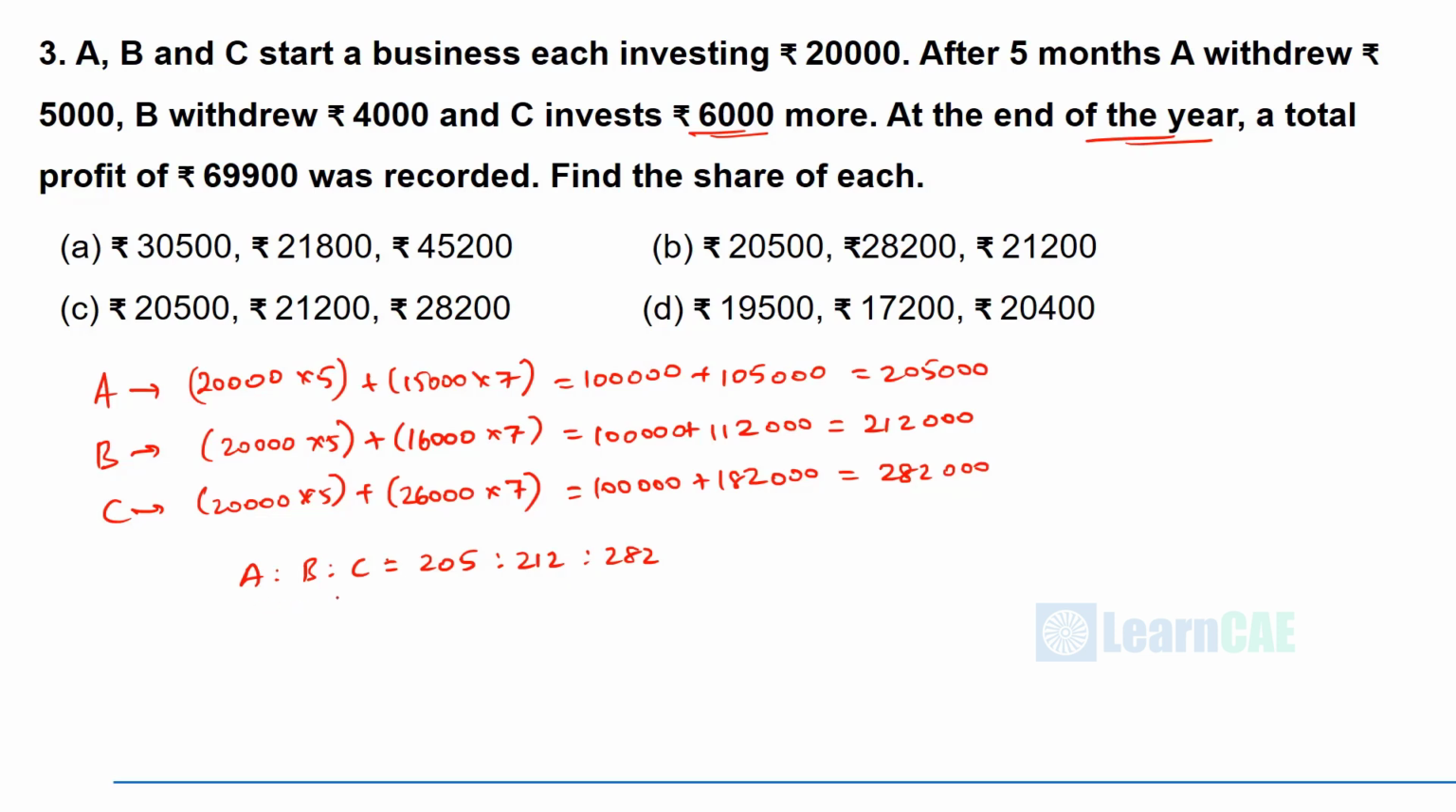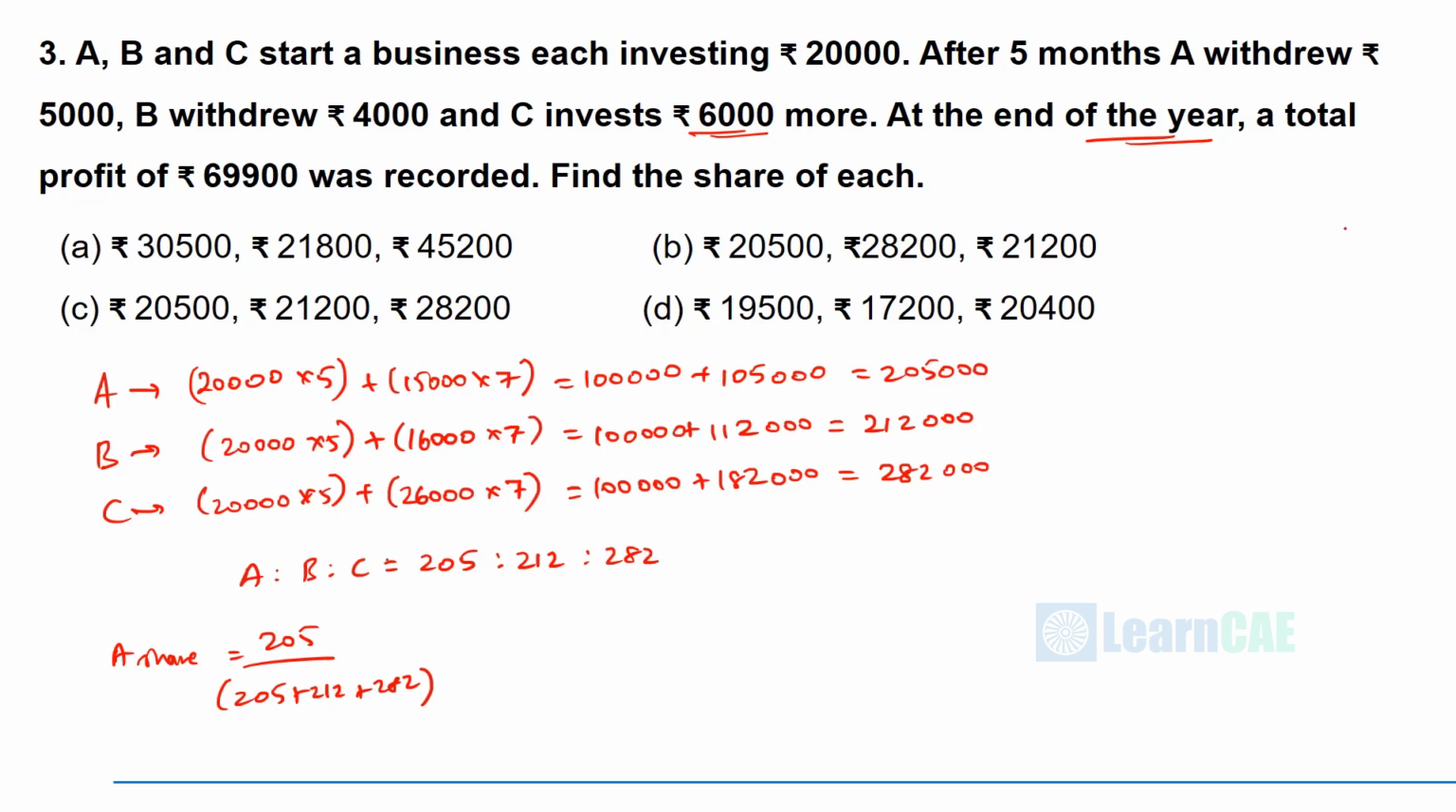So the ratios of A, B and C profit is 205 is to 212 is to 282. I don't think we can simplify this further. So we shall find out the share of each. A's share will be 205 divided by the sum of these 3 values, that is 205 plus 212 plus 282.